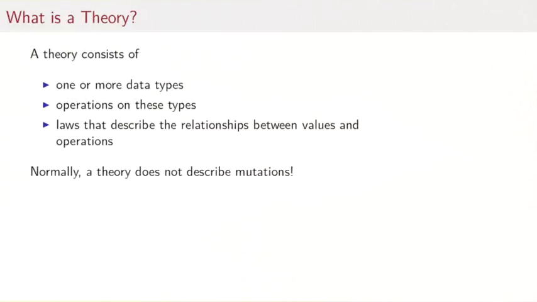So what is a theory? In mathematics, a theory consists of one or more data types, operations on these types, and laws that describe the relationships between the values and the operations. So what's important is that a theory in mathematics does not describe mutations. A mutation means that I change something while keeping the identity of the thing the same.